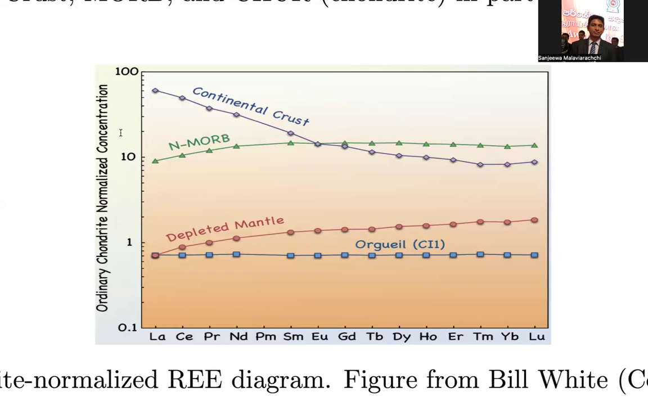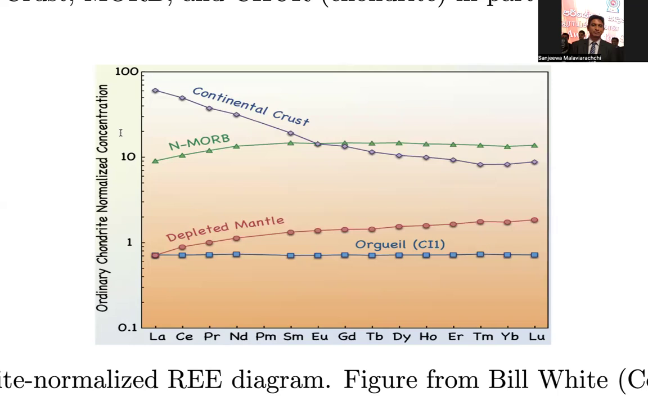That means your sample concentration ppm value is divided by the respective composition of that element of the chondrite, right? Chondrite values are known, those are standards. We have standard values, so we have known values. For example, samarium chondrite value might be there, then your sample's samarium value should be divided by the chondrite samarium value to get the normalized composition. So like this, you can have this diagram.